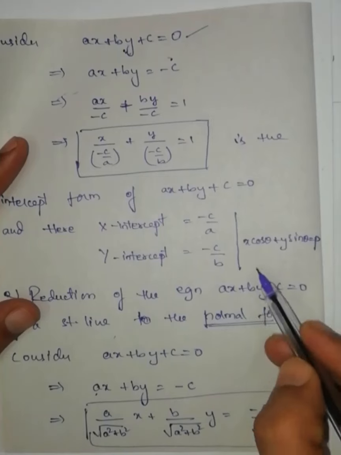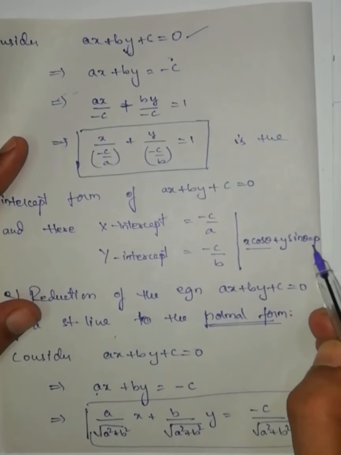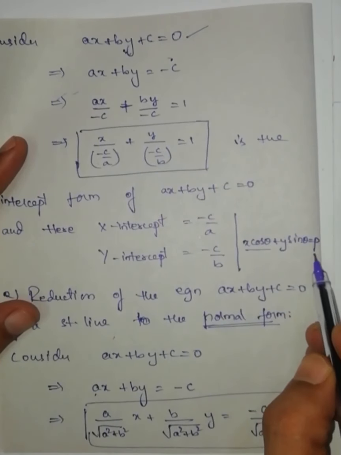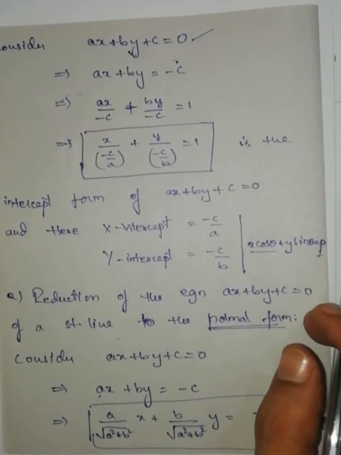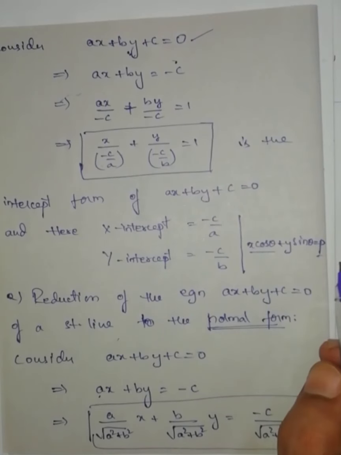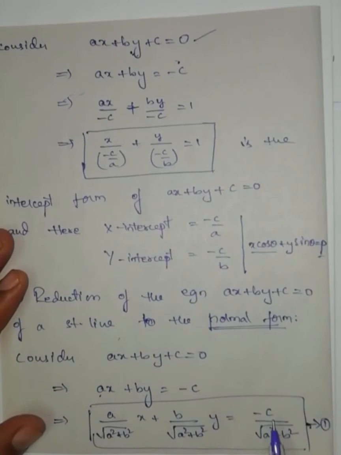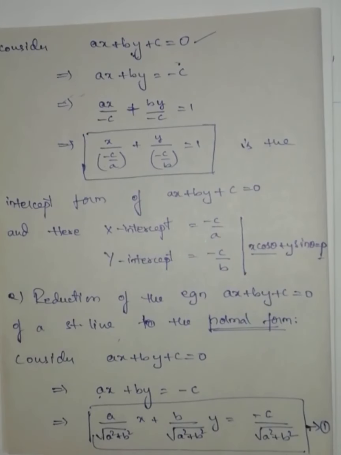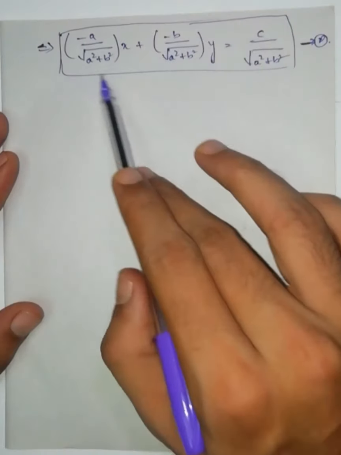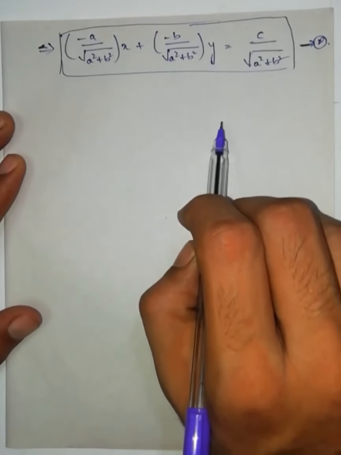Now, since we know that the normal form is x cos theta plus y sin theta is equal to p, where p is the perpendicular distance, and distance is never negative, the right hand side should always be positive. Now if c is negative, then negative into negative gives this term as positive, so we will take this one as the normal form if c is negative. If c is positive, we directly get this one as positive, and in that case we will take this one as the normal form.